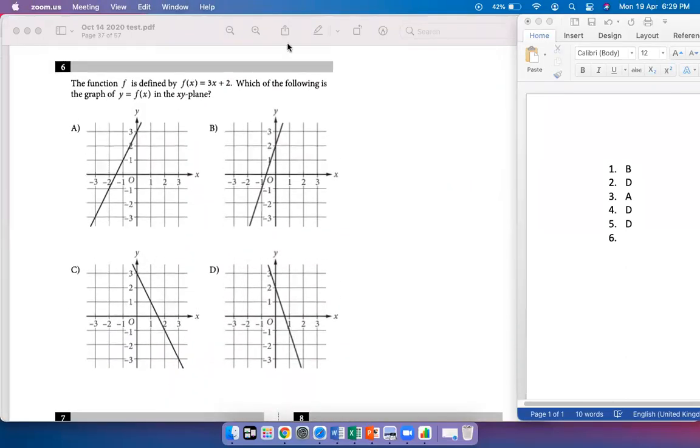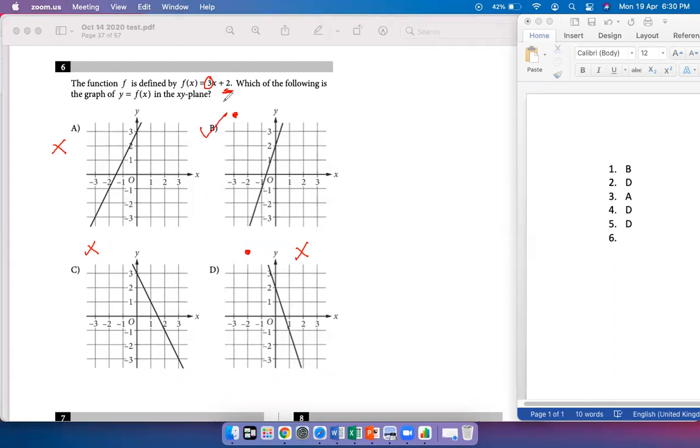Question 6. The function f is defined by f of x equals 3x plus 2. Which of the following is the graph of y equals f of x? So I first noticed that the y-intercept is 2, so it can't be this. It can be this. It can't be this. It can be this with the y-intercept, right? I also noticed that 3 is the slope and it's a positive slope, so it has to be a rising line. So it can't be this because this is a falling line. So the answer is simply B.